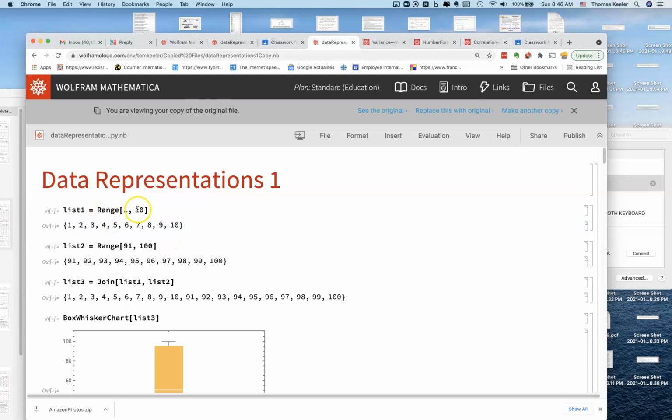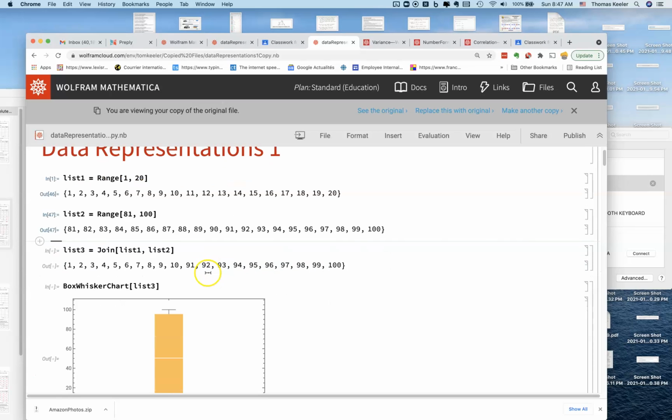We can make a number, right? So make a number 1 to 10. If you wanted 20, you could just make a number 1 to 20. That's easy to do. And then something to think about is, what if I wanted some extremes? What if I wanted 1 to 20 and 81 to 100? So I wanted a data set in which everybody either did well on a test, in the 80s to 100. So I've made 2 ranges here.